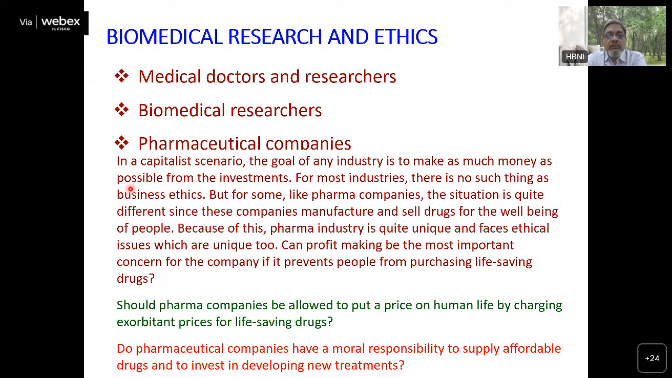On one hand, can profit making be the most important concern for the company, if it prevents people from purchasing, say, a life-saving drug? If a life-saving drug is so expensive, not many people can buy it, so the company is actually stopping more people from buying life-saving drugs. Or should these companies be allowed to put a price on human life by charging exorbitant prices for these drugs? And do these companies have a moral responsibility to supply affordable drugs and to invest in developing new treatments? These are all issues which these pharmaceutical companies face, and these are all ethical issues.